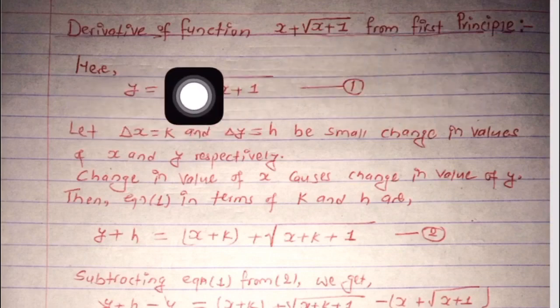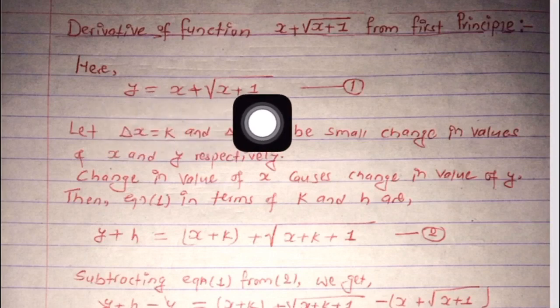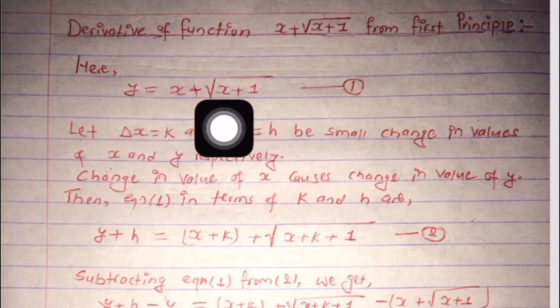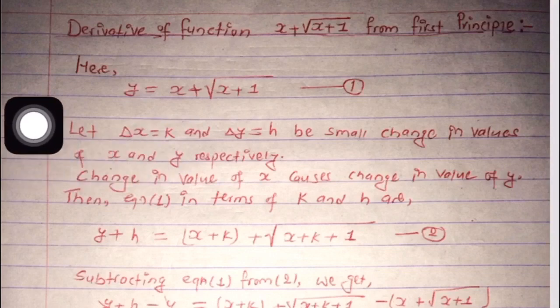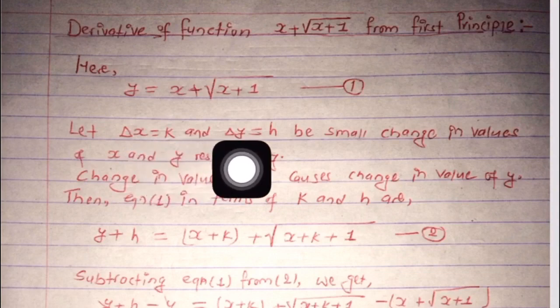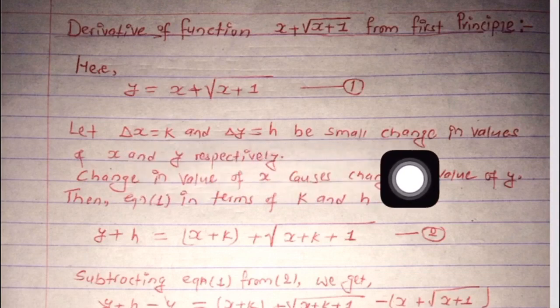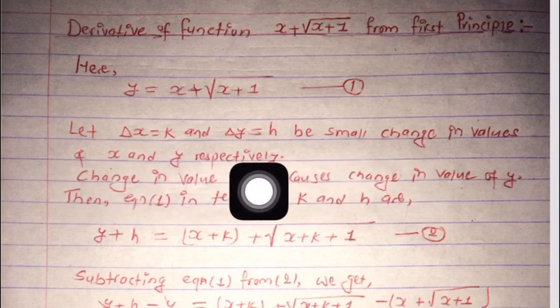Okay, for that we need to suppose this function as y is equal to x plus root under x plus 1. Let this be equation 1. So x is the variable here and y is a function of x. To proceed further, we have to suppose two increments for x and for y respectively. Let del x is equal to k and del y is equal to h be small changes in values, or small increments, in x and y respectively.